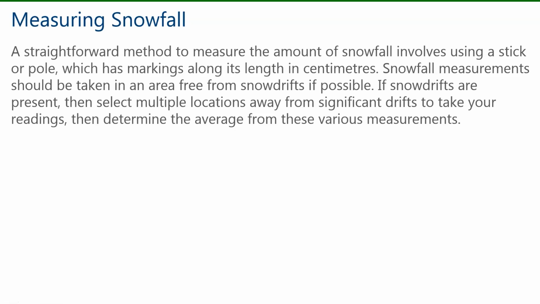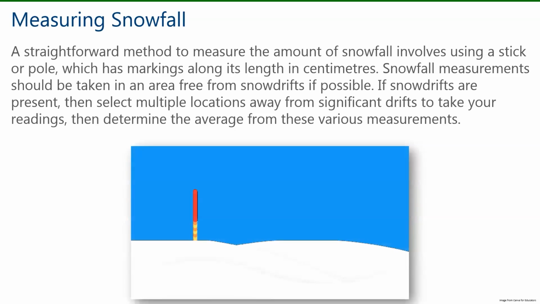A straightforward method to measure the amount of snowfall involves using a stick or pole which has markings along its length in centimeters. Snowfall measurements should be taken in an area free from snowdrifts if possible. If snowdrifts are present, then select multiple locations away from significant drifts to take your readings. Then determine the average from these various measurements.